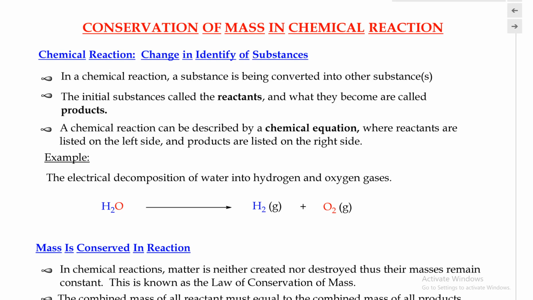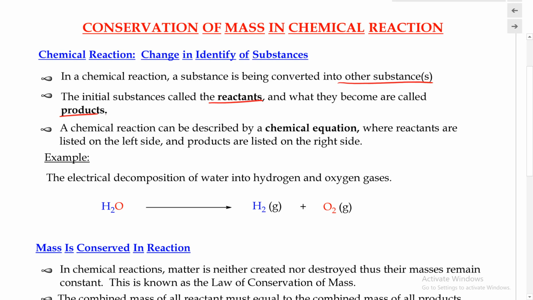Hi, in this lecture video, I'll be discussing the conservation of mass in chemical reactions. In a chemical reaction, a substance is being converted into other substances. The initial substances are referred to as the reactants, and what the reactants become we call the products.